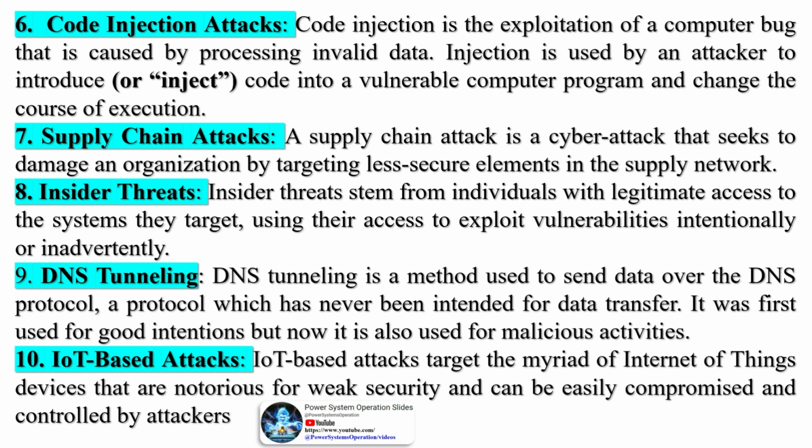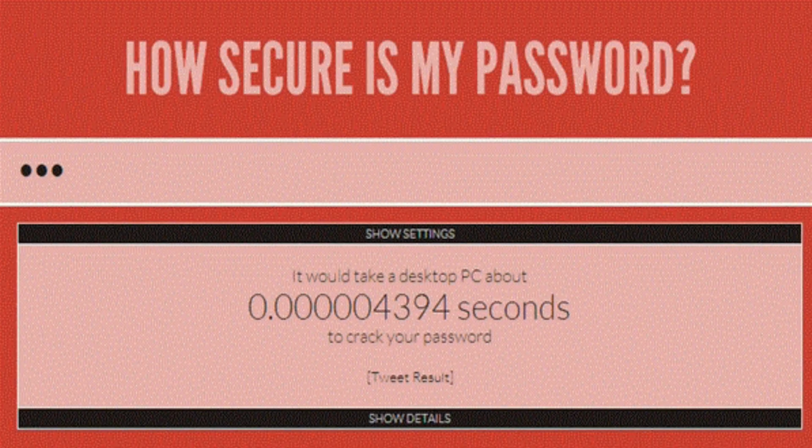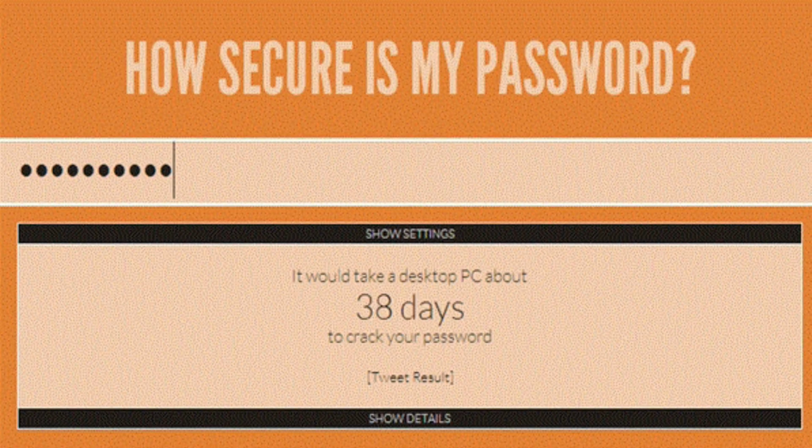Code injection attacks. Code injection is the exploitation of a computer bug that is caused by processing invalid data. Injection is used by an attacker to introduce or inject code into a vulnerable computer program and change the course of execution. Supply chain attacks. A supply chain attack is a cyber attack that seeks to damage an organization by targeting less secure elements in the supply network. Insider threats.